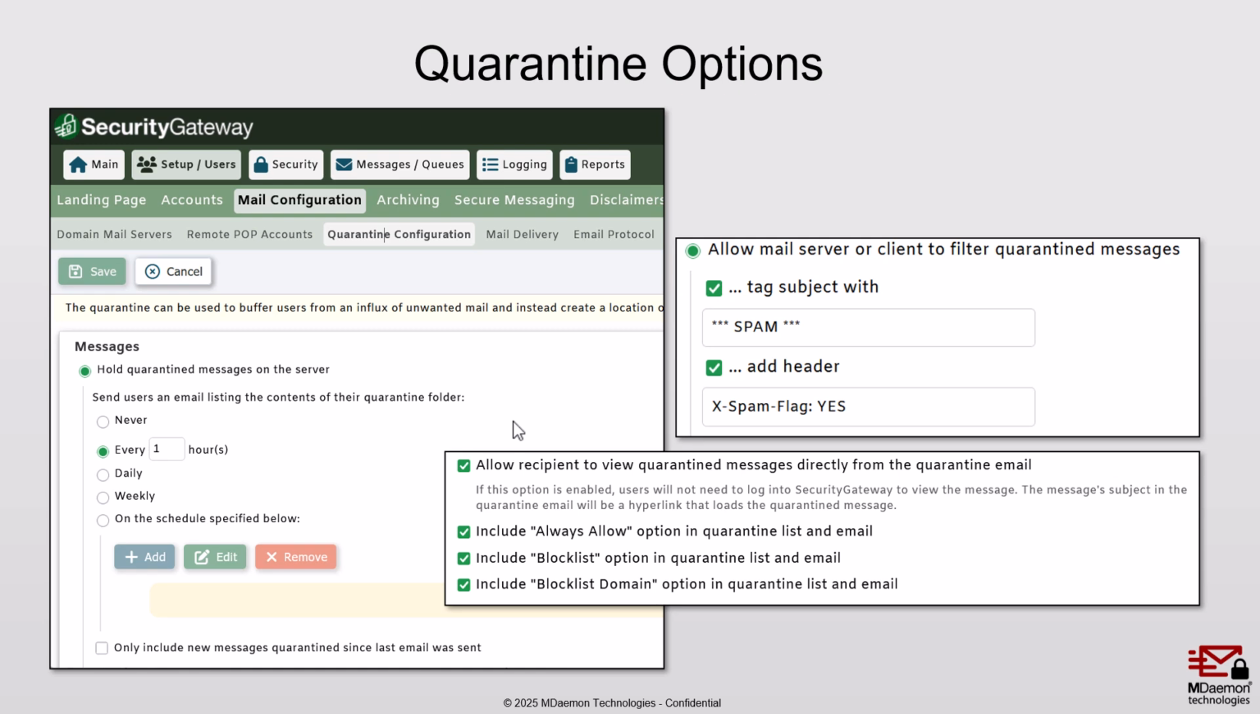Now, as an administrator, if you don't want your users to inadvertently add a spammer to the allow list, for example, you can uncheck the second option there, include always allow in quarantine list and email.